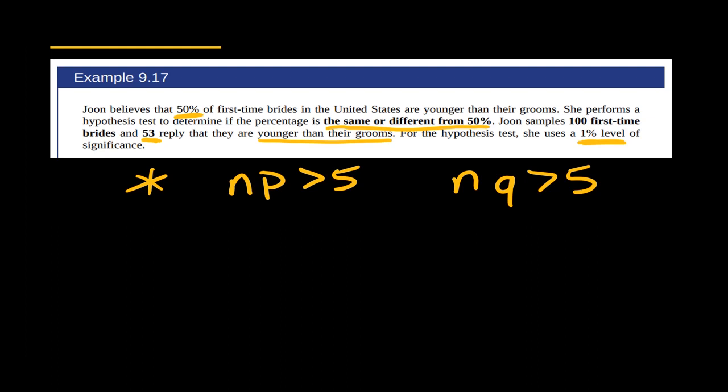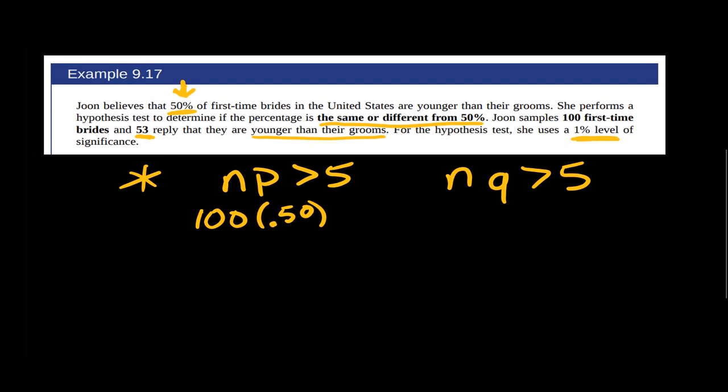What's n? n is our sample size, 100. What's p? p comes from whatever the null hypothesis is, and I'll talk about that a little more in a second, but basically it's this 50%. It's whatever you're testing. So 50% is 0.50. Is n times p greater than 5? Well, 100 times 0.5 is 50, so that checks off.